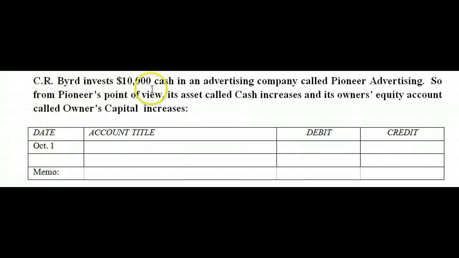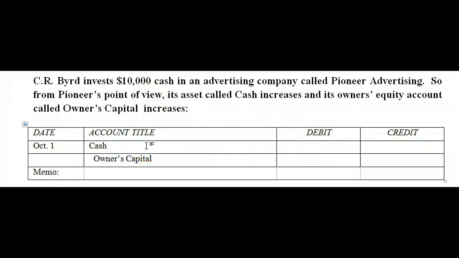C.R. Bird invests $10,000 cash in a new advertising company called Pioneer Advertising. So from the company's point of view, its asset cash is going up and its owner's equity account, called owner's capital, increases. So cash is an asset. Assets increase with debits. Owner's capital is an equity account and it increases with credits.